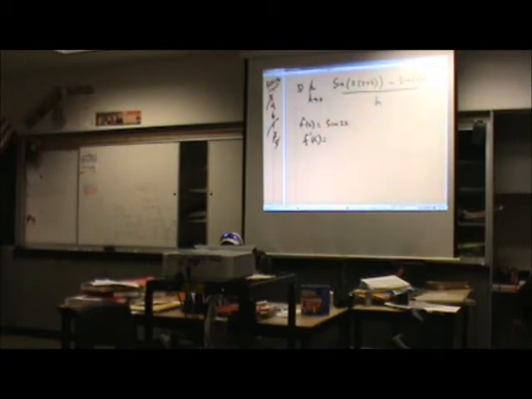What's my outside function in this? Sine. So the derivative of that is a cosine. Leave the 2x alone, times the derivative of the inside, which is 2. That's it.